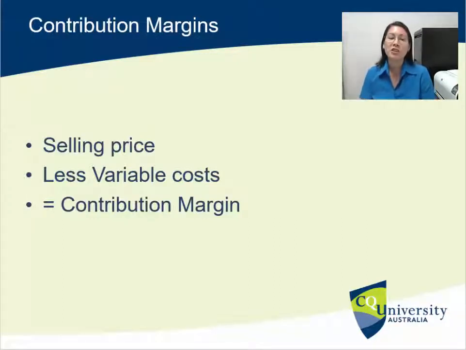But essentially the mathematical equation is selling price minus variable costs equals a contribution margin. Now you can do this as total, so you can have a total selling price minus total variable costs. That will give you a total contribution margin, or you can do it per unit. So in other words, divide totals by the quantity. So selling price per unit minus variable cost per unit equals contribution margin per unit. And that's essentially what we're going to be focusing on with our assignment on a per unit basis.